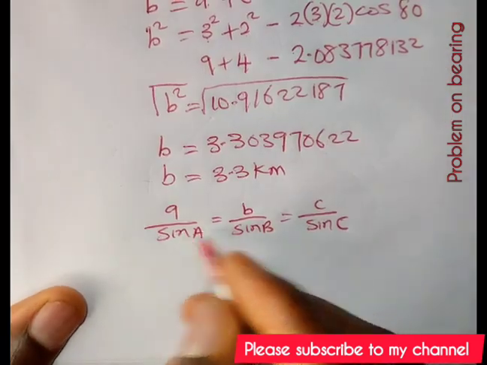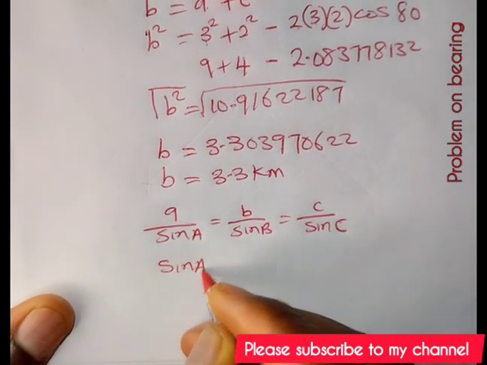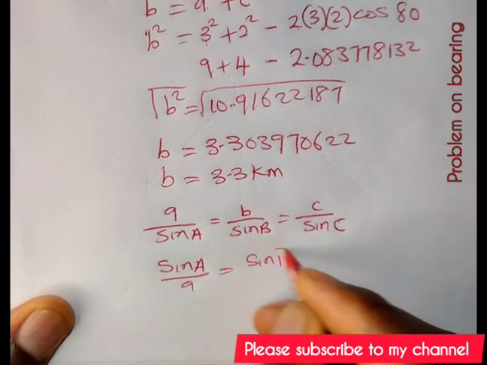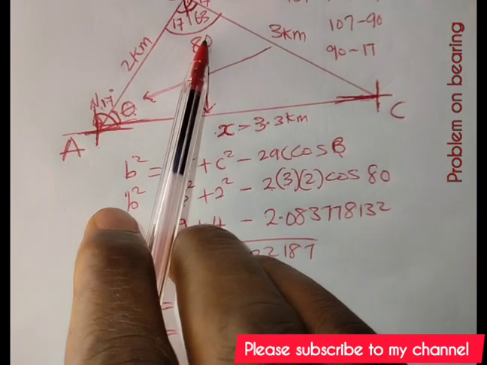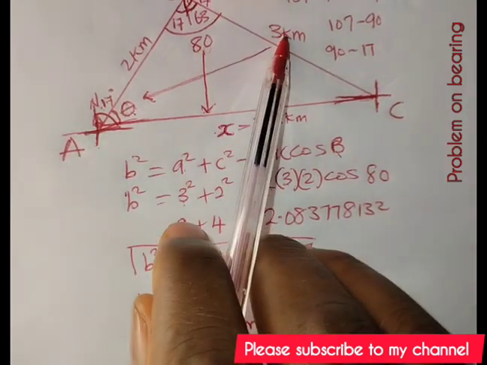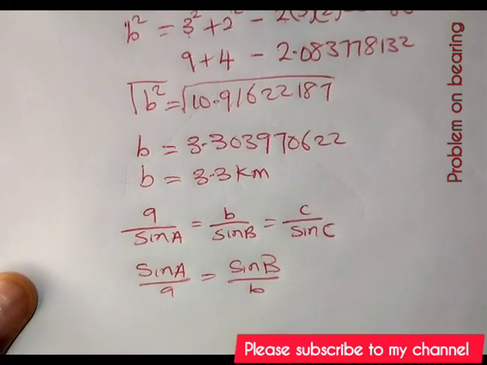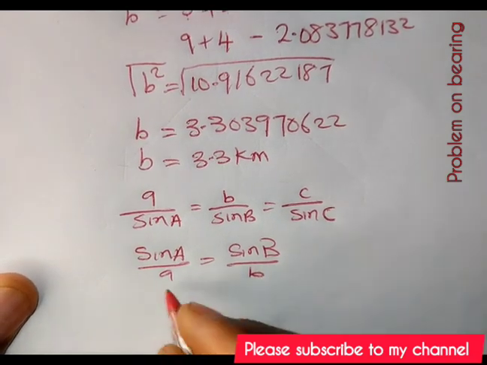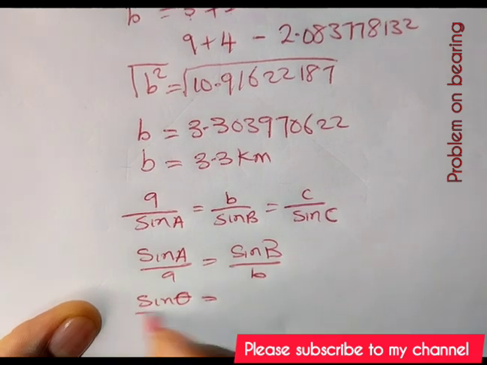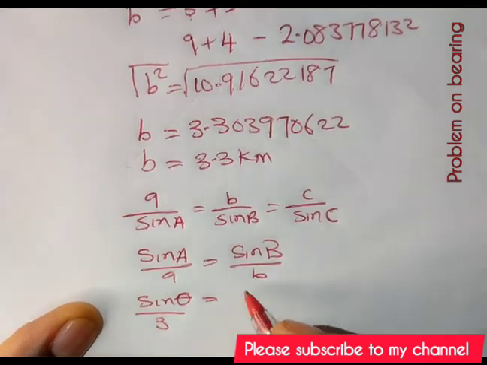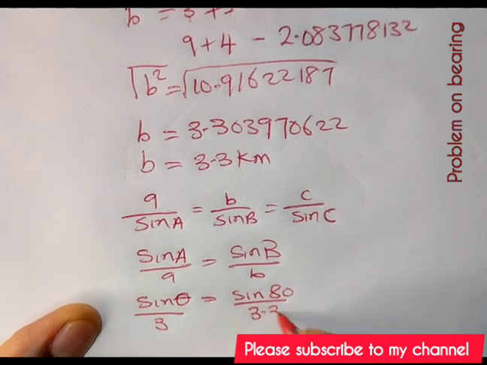So we are using sine A and sine B. Since I am looking for an angle, I can use the reciprocal of the information, that is sine A over A equal to sine B over B. The angle at A is theta and the angle at B is 80. The side facing A is 3 kilometers. The side facing B is 3.3 kilometers. Let us put all the information in the formula. So I have sine theta over 3 equal to sine 80, the angle at B is 80, over 3.3.